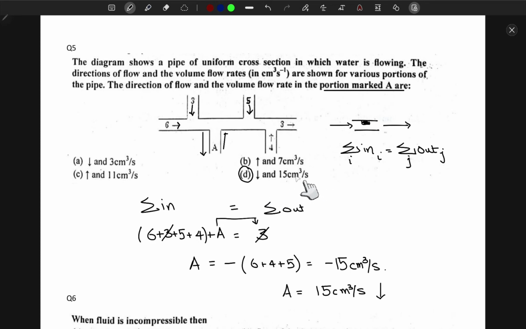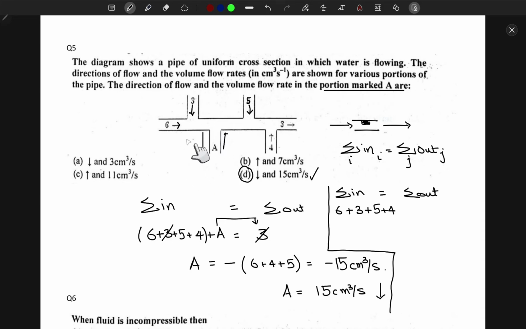Right? So we have outwards 15 centimeters cube per second. You could have also assumed, suppose, what is the other way? Suppose that you assumed that A is directed outwards. Then in your sum in is equal to sum out, you would say you have 6 plus 3 plus 5 plus 4, but we would not put plus A, right? Because we are saying now that A is outwards.